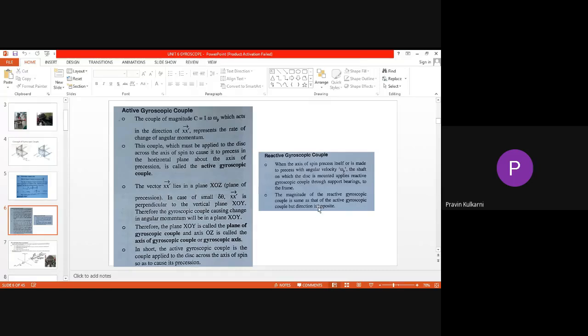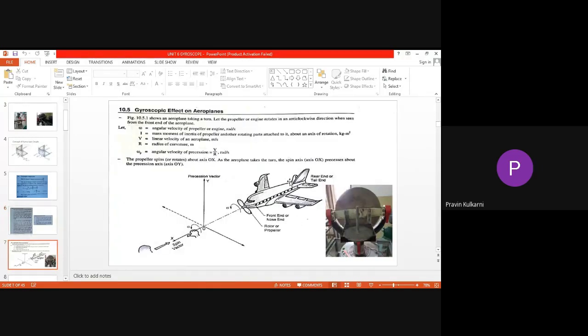So the tendency of the couple is to be discussed, and due to this reactive couple, see what is happening. In case of a plane or a ship, some turn is taken, left or right, isn't it? Because of this turn, the ship or aeroplane has got some effect. So that is to be studied. Using numericals, we have studied that. So, gyroscopic effect on aeroplanes.